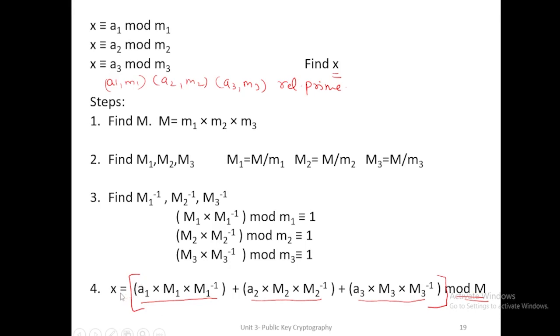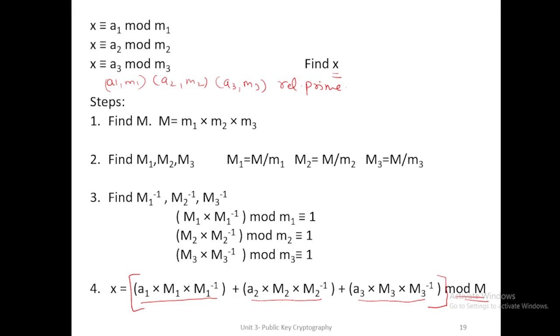For verification, you substitute the x value in these equations and you do x mod m1, it should give the remainder A1. If you do x mod m2, it should give the remainder A2. If you do x mod m3, it should give the remainder A3. In this way, we may be able to verify the x value by applying the answers in these equations. So this is the Chinese remainder theorem.